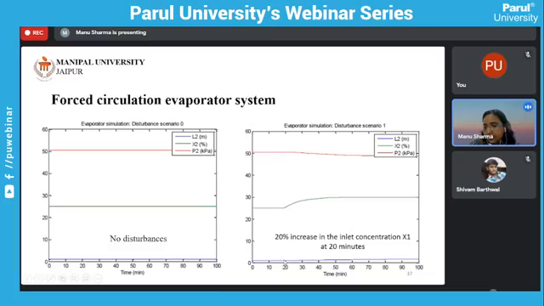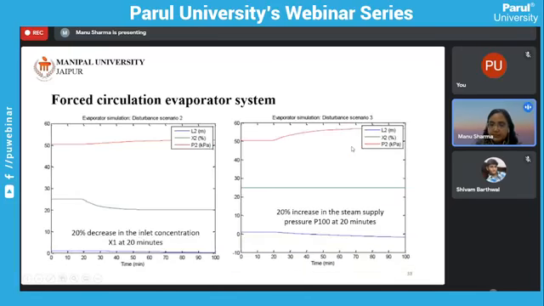Similarly, we can predict how the level of the separator can change, because we need to control the level of the separator. Pressure, how the pressure will change. We are getting two different phases, one is liquid phase, another one is vapor phase. So how that pressure is changing, we can also see with the help of these model results. There are different cases involved, like what if the concentration is decreased, or the steam supply is increased or decreased. So these are the results that will reflect.